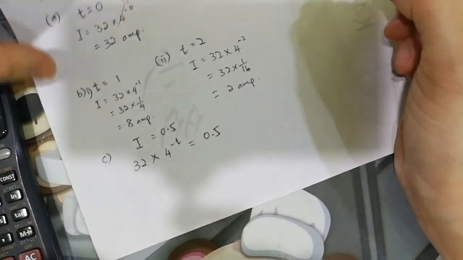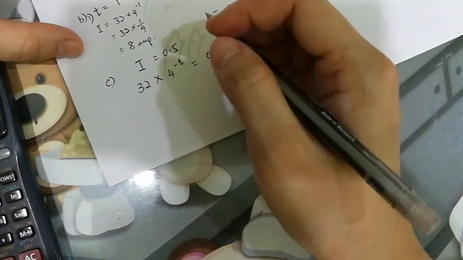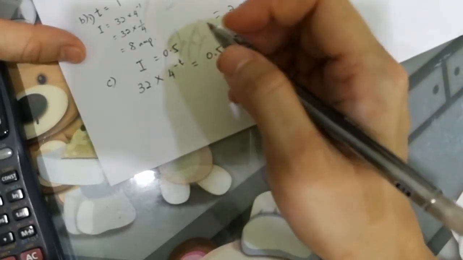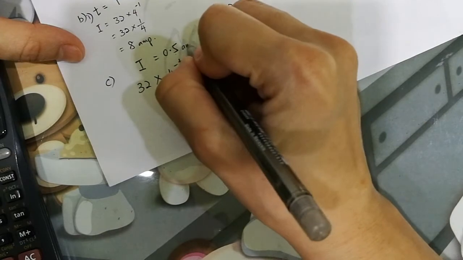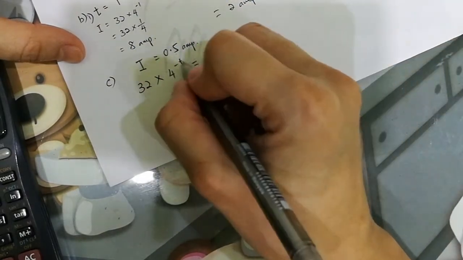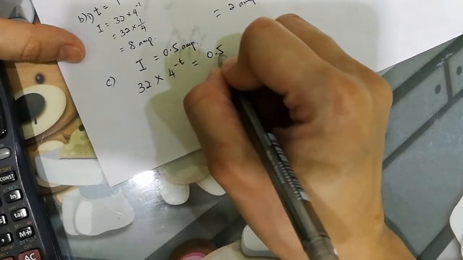Last one in practice 4.14. How long will it take? That means I need the time now. I need the time for the current to reach 0.5 ampere. So this is given, and I need to know the time. What happens when the current becomes 0.5? You just put it accordingly.